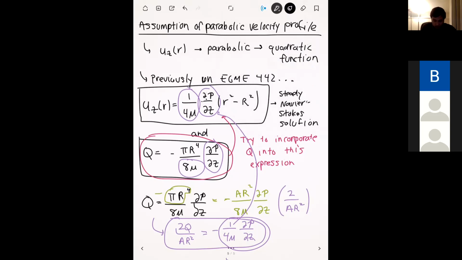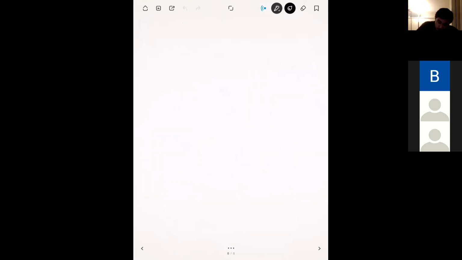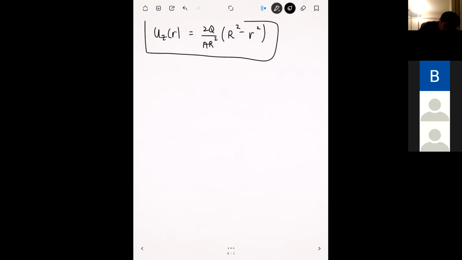When we plug that expression in, we get uz of r is equal to 2Q all over A r squared times big R squared minus little r squared. Now that we have uz of r in this form, let's plug this into our integrals from the previous page.